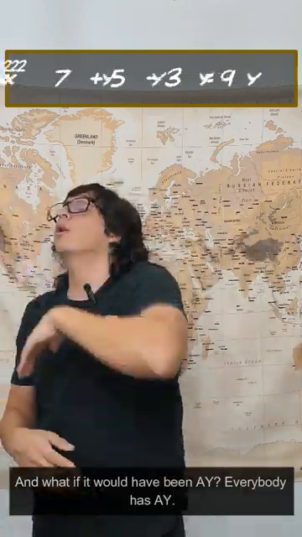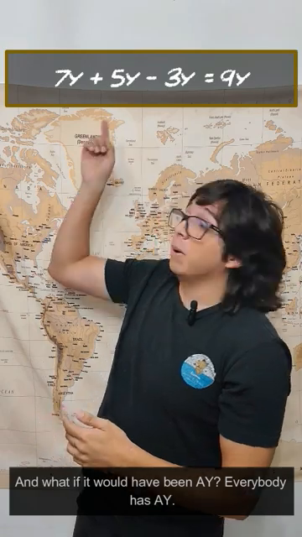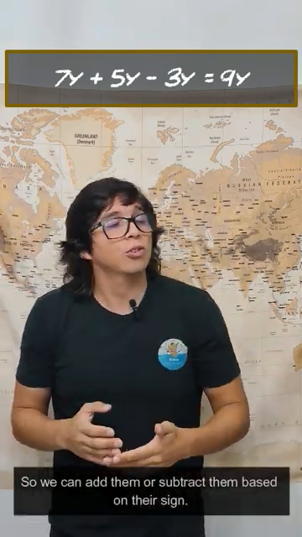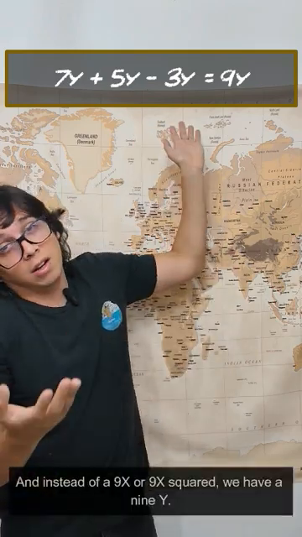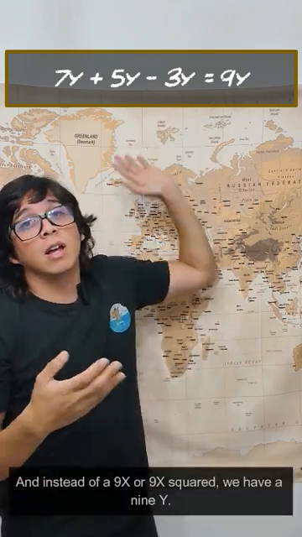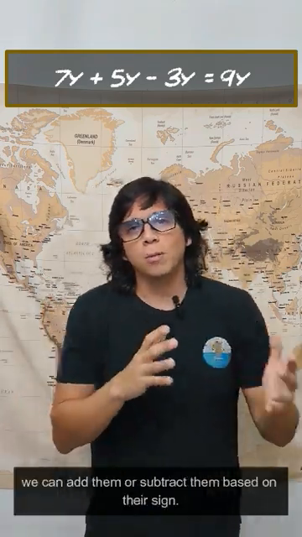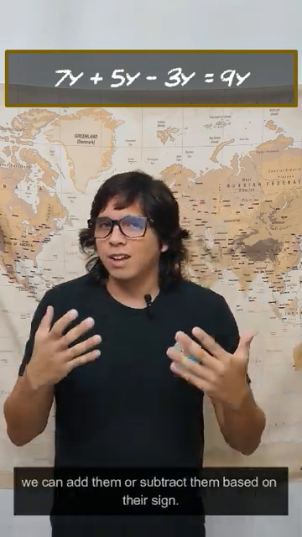And what if it would have been a y? Everybody has a y, so we can add them or subtract them based on their sign, and instead of a 9x or 9x squared, we have a 9y. So as long as everybody has the same variable, we can add them or subtract them based on their sign.